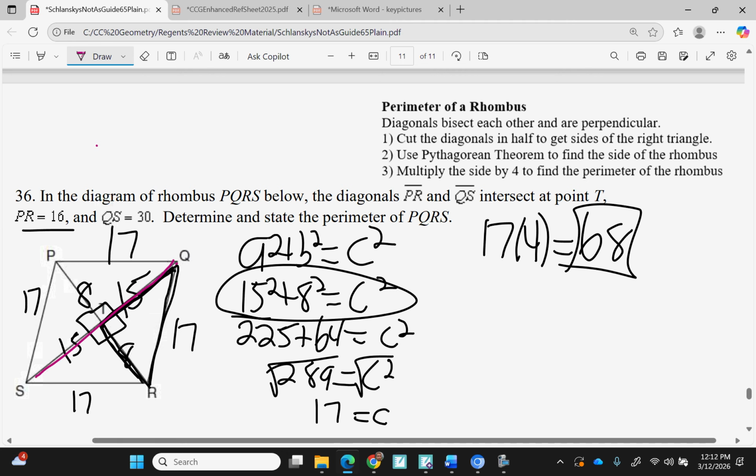For perimeter of a rhombus, cut the diagonals in half. 30 becomes 15 and 15. 16 becomes 8 and 8. They're perpendicular, so there's a right angle and there's a right triangle. Use Pythagorean theorem to find a side. Once I have that side, multiply it by 4 since all the sides are the same.